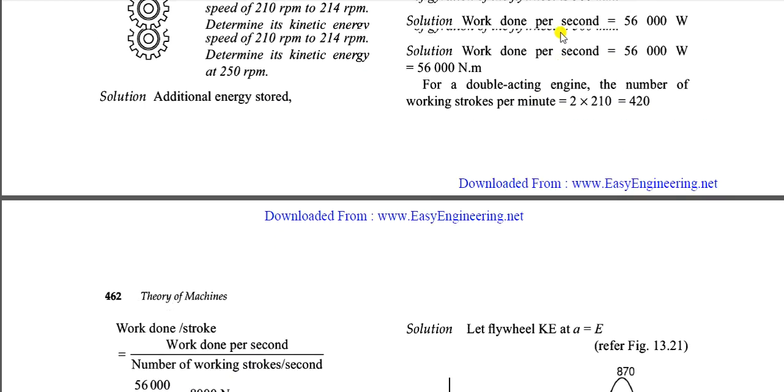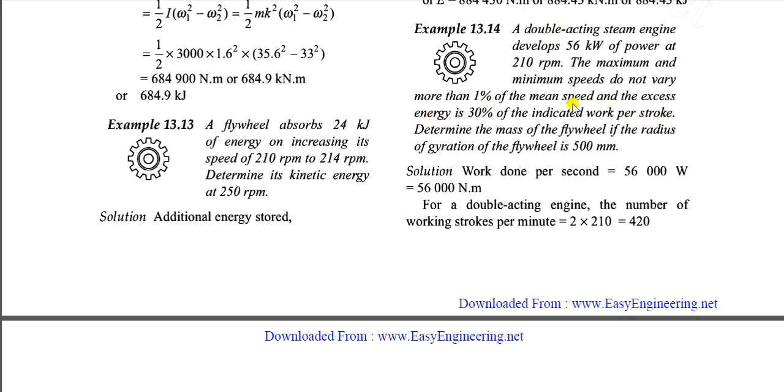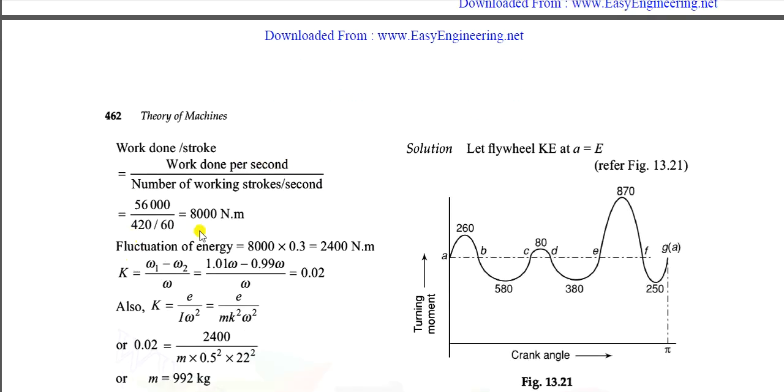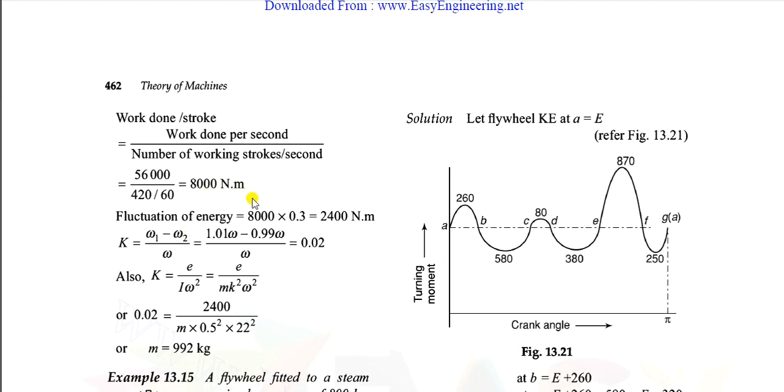So now from this you can get fluctuation of energy, because in the problem it is given fluctuation of energy, or the maximum excess energy. Okay, so fluctuation of energy means how much excess energy it has, that is 0.3 times the indicated work per stroke. So per stroke work you got 8,000 Newton into meter. So now you can get fluctuation of energy. Now from here you can get mass by calculating I, because K is given. But before that we need the K value also, meaning the coefficient of fluctuation of speed.